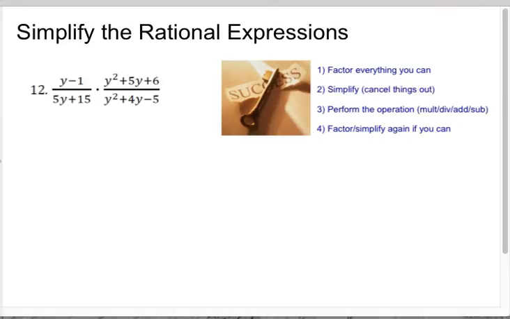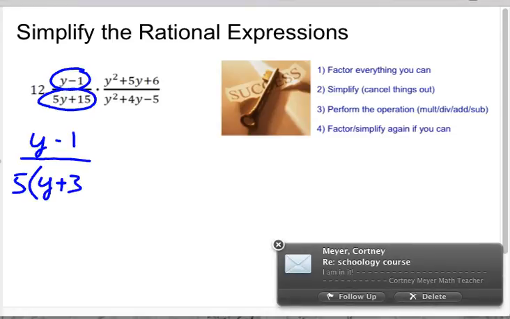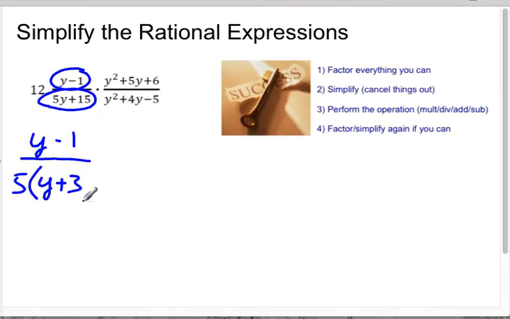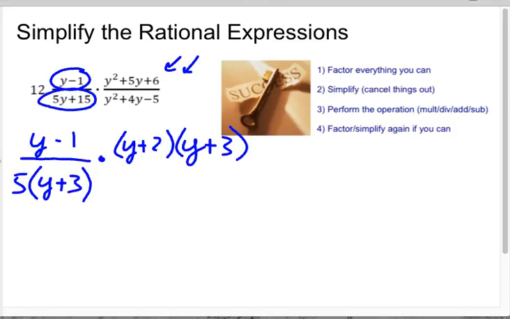Multiplying here, just got to make sure we factor everything when we're working with more than one term. Y minus 1, no common factors. 5y plus 15, I have a common factor of 5, so I'm going to factor that 5 out. I'm left with y plus 3. Times. It's multiplication, so I don't have to flip anything. Factors of 6 that add up to 5. I think it's y and y, plus 2 and plus 3. 3 times 2 is the 6, and 3 plus 2 is the 5y in the middle there.